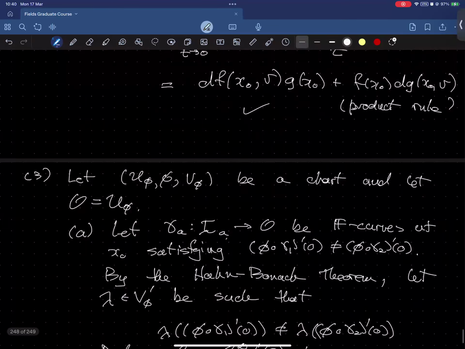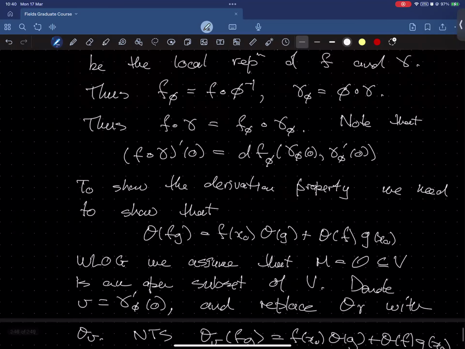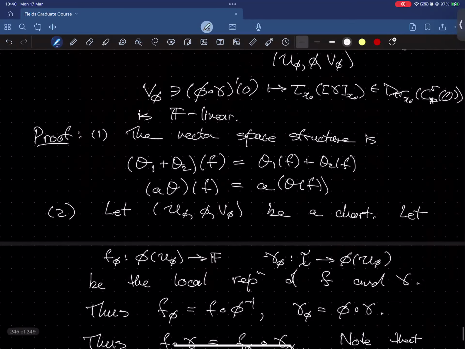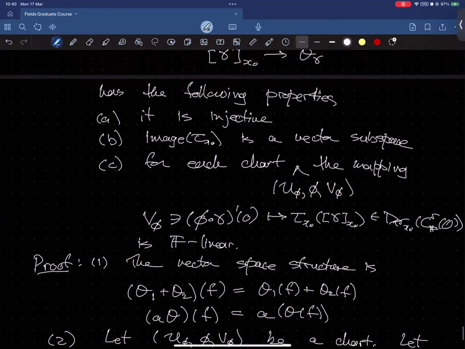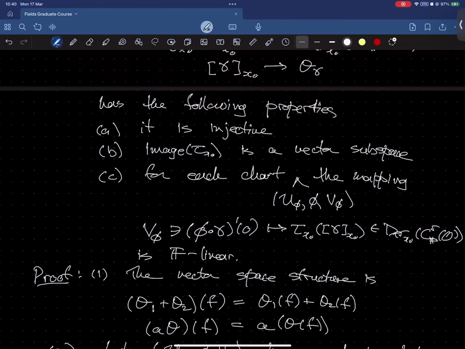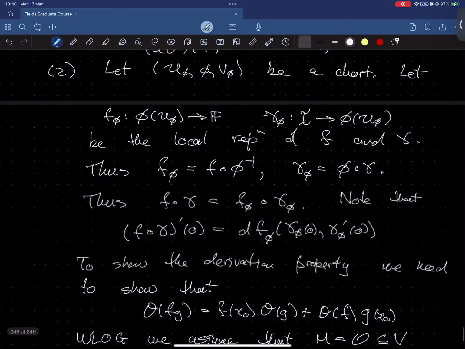Okay, so now part B. I'm really going to do parts B and C together. I'm going to prove something which has parts B and C as a consequence.